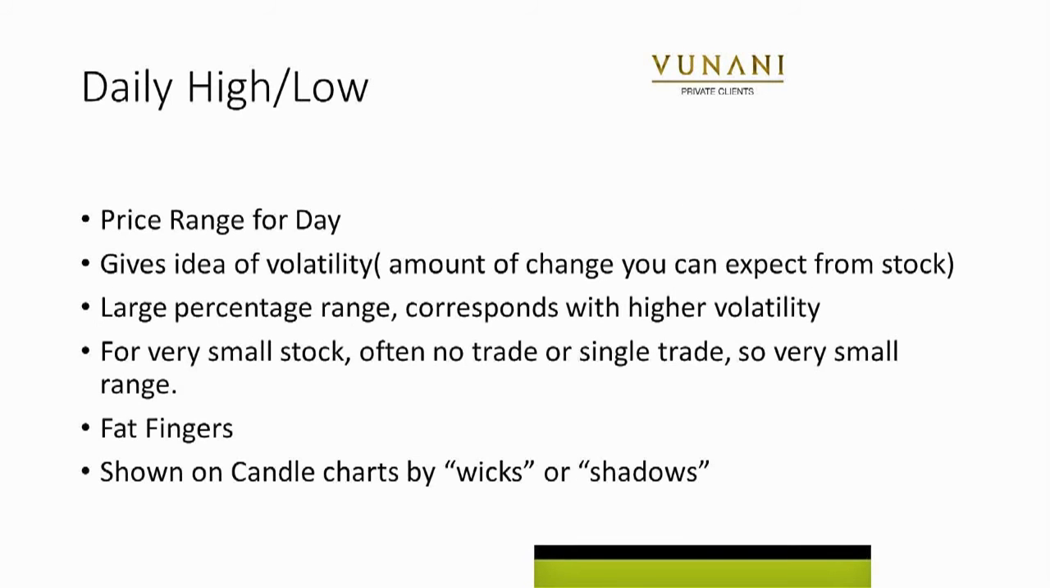Next, we have the high and low for the day. This is self-explanatory. It's the price range for the day, the highest and lowest price of a particular share. But what's important about this indicator is it gives you an idea of the volatility of the share. Volatility is basically how much it moves about. How much change can you expect from the particular stock? For instance, if you see a share that's worth 100 rands going up and down 10 rands in the day, it generally corresponds to a higher level of volatility. A 100 rand share that goes up maybe 50 or 60 cents a day, you'd think has a lower level of volatility.